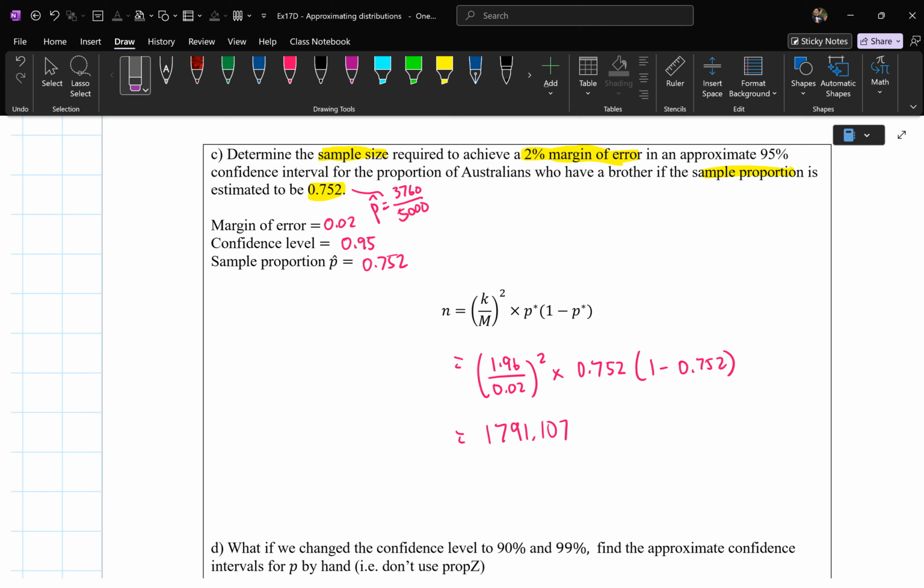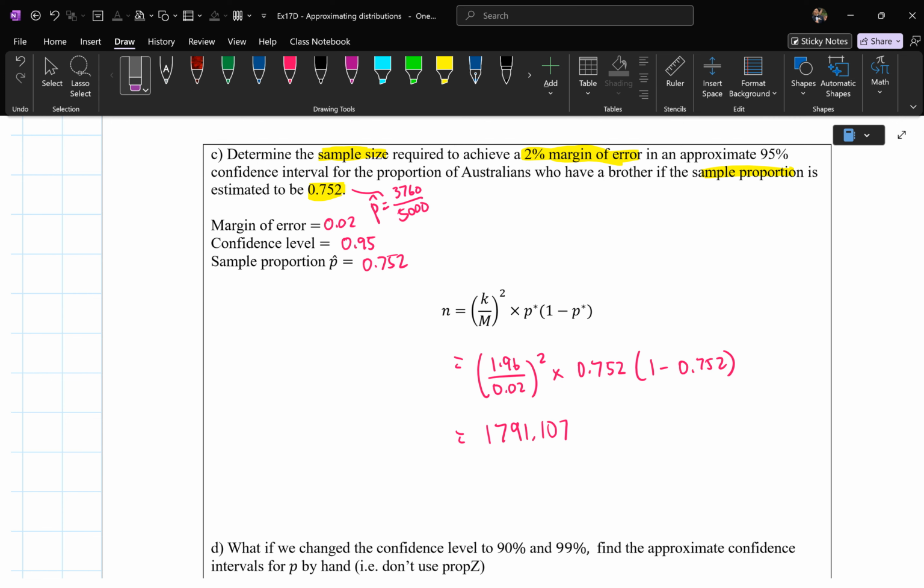That's a good question. So then you're under. Yeah, so I would say if you said at least, then I probably would round it up. Yeah, I'll probably round it up to 1792 to ensure that it's less than 2% error. They usually should tell you how it should be rounded.